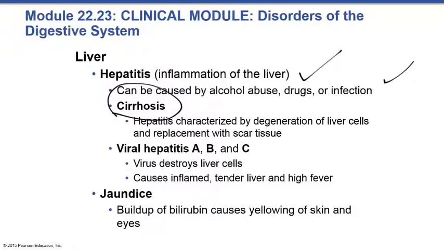There are a number of different types of viral hepatitis, A, B, and C, some being more critical than others, but they all destroy liver cells and cause inflammation and damage to the ability of the liver to properly filter, and eventually destroy the function of the liver. This can lead again to the bilirubin yellowing of the eyes and skin, a condition called jaundice.